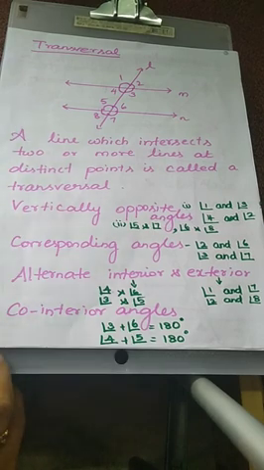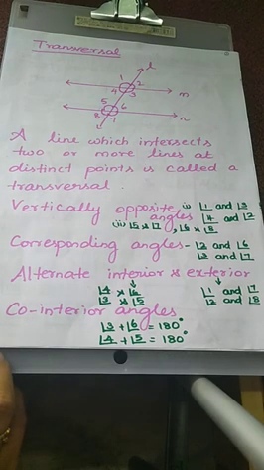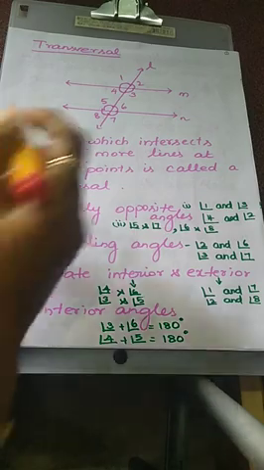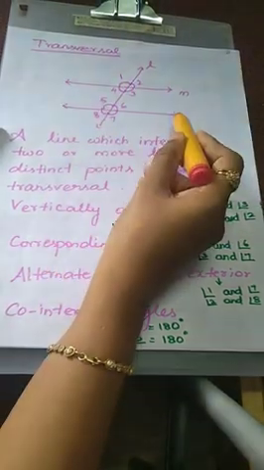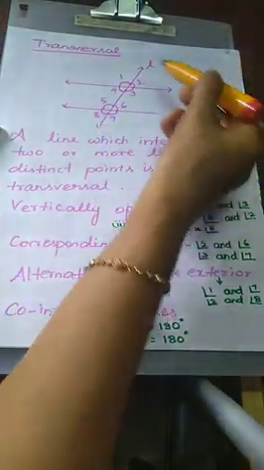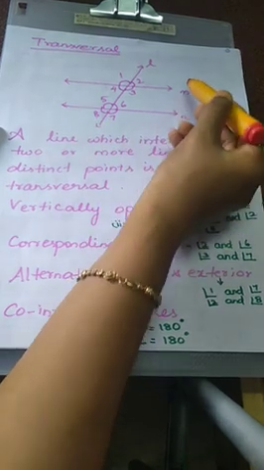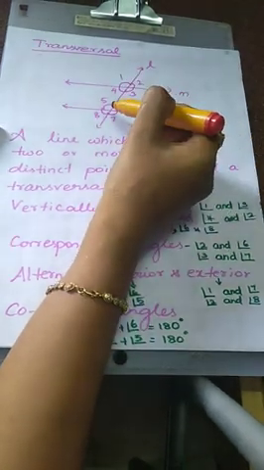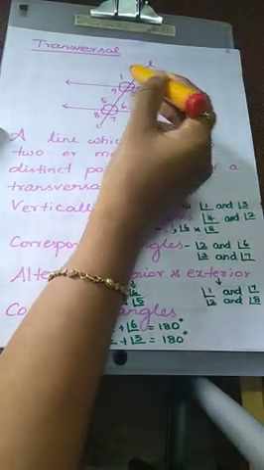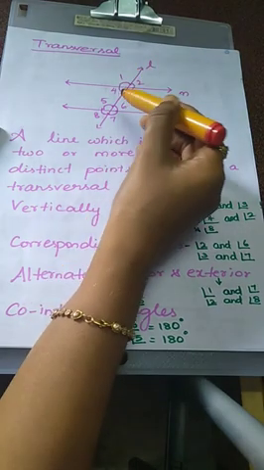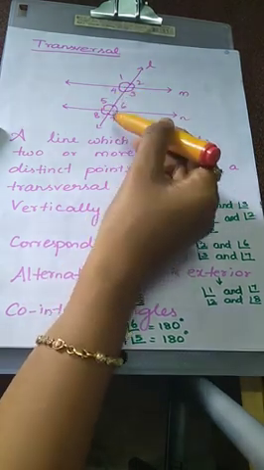In this session we are going to discuss first one, transversal. Actually, what is a transversal? A line which intersects two or more lines at distinct points is called a transversal. Imagine M and N are two lines, and L is one line. This line L intersects the lines M and N at some place. So we get some angles, that is 1, 2, 3, 4, and these four angles 5, 6, 7, 8.